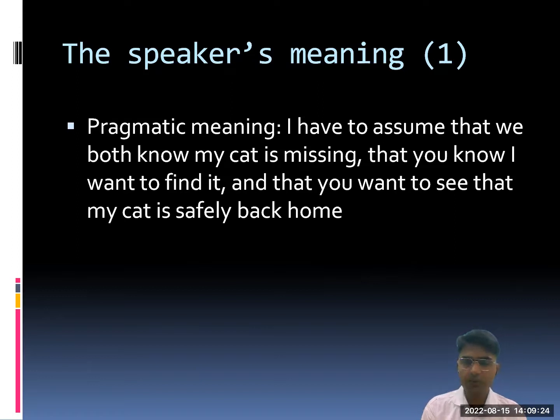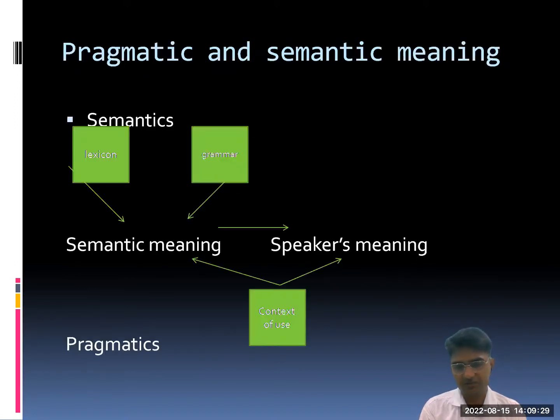So this is how both semantics and pragmatics work together in some context. We can see with this flow graph that lexicon and grammar both narrow down to the semantic meaning, and semantic meaning and speaker's meaning narrow down to context of use. This is how pragmatics and semantics work.